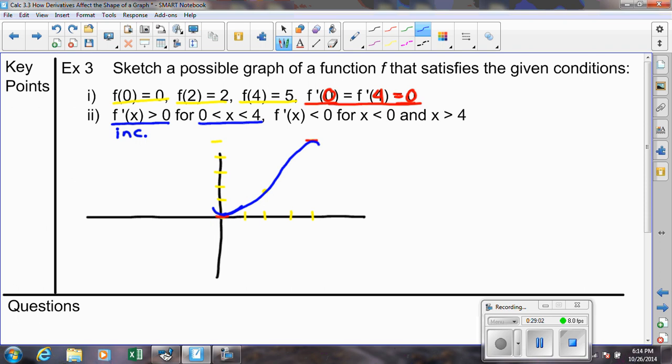But then I'm building in potentially a point where we could have it change its increasing or decreasing. We then have f prime of x is less than 0. That tells us it's a decreasing function for x is less than 0. Okay, we've got that. Decreasing all the way down, horizontal tangent line where we would have a local minimum. And it's also decreasing for x is greater than 4. We've got that as well, giving us a local maximum at x equals 4. And there we go. We have one possible sketch.